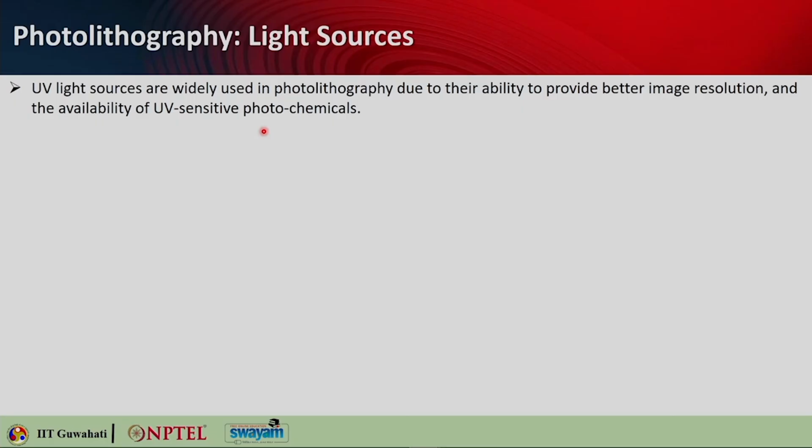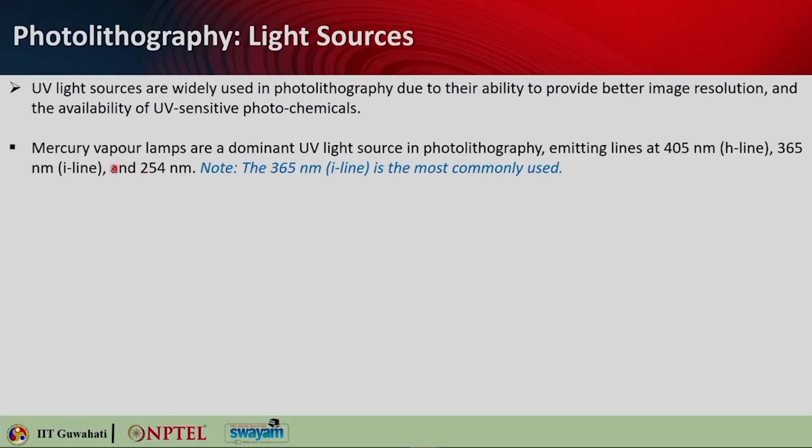UV, as you can understand, is high energy, okay, as compared to the visible, so it has a shorter wavelength. Okay, so mercury vapor lamps are the dominant UV light source in photolithography, and they are able to emit lines at 405 nanometer, which is called the H line, 365 nanometer, that is the I line, and 254 nanometer. Now remember that among these three, the 365 nanometer or the I line is the most commonly used one.